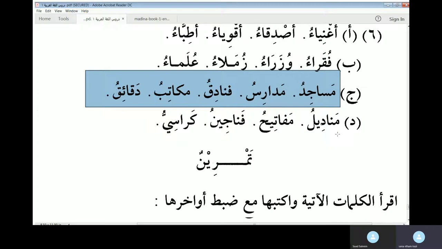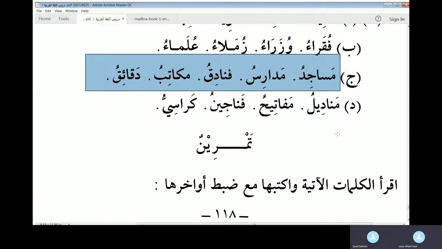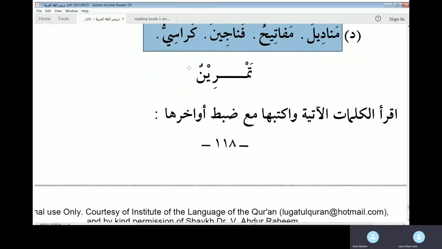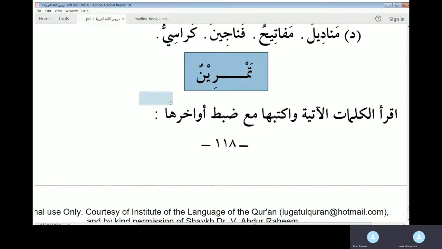Masajidu, Madarisu, Fanadiqu, Makatibu, Tafa'iku, Daqa'iqu. This is like the pattern of mafa'ilu. Yes, like mafa'ilu. Correct. Okay. Manadilu, mafatihu, fanajinu, karasiu. This is like mafa'ilu. Yes, mafa'ilu.